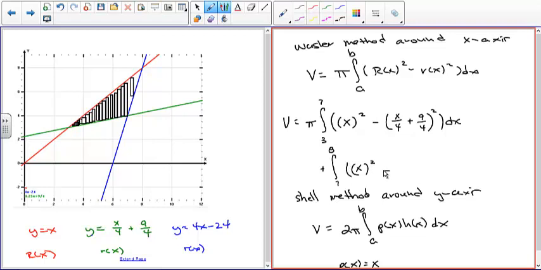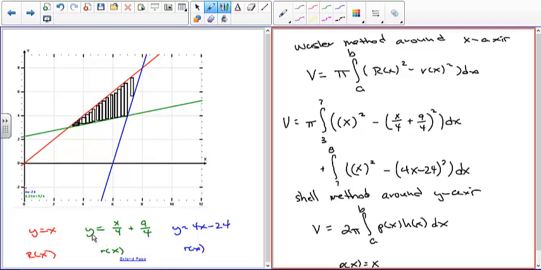Then you subtract what defines the inside of the radius, which is 4x minus 24. You square that, and you multiply it by dx. So that's the answer for using the washer method.